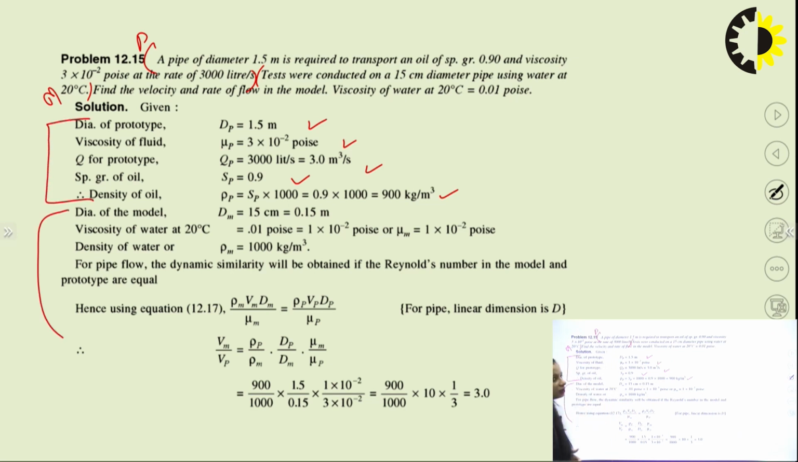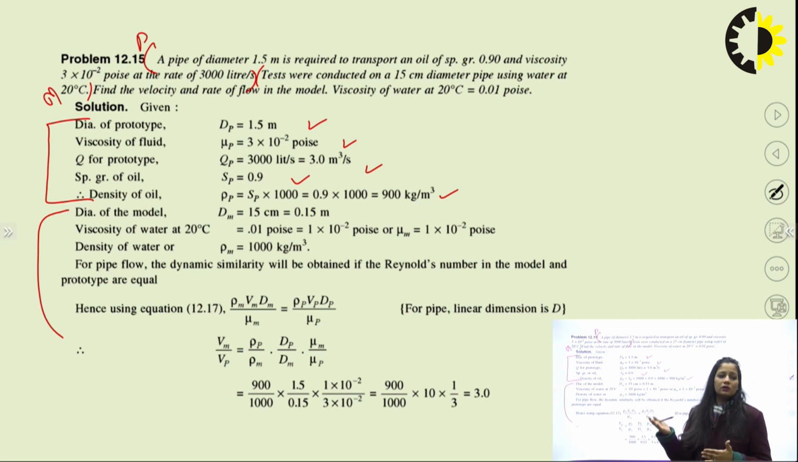So this is all the given terms for the prototype. Now go for the model. What are the given parameters for the model? The diameter of the model is given as 0.15 meter, the viscosity of water is given, and the density of water we know very well. When we are talking about pipe flow, in the case of pipe flow we usually apply Reynolds model law. We know very well what Reynolds model law is, rho v d by mu, and the ratios for the corresponding parameters in model and prototype must be equal.